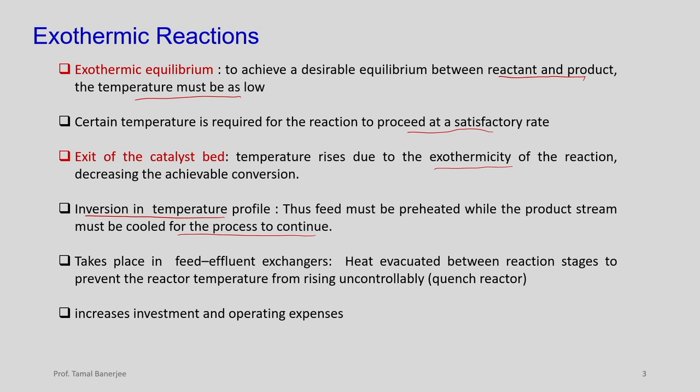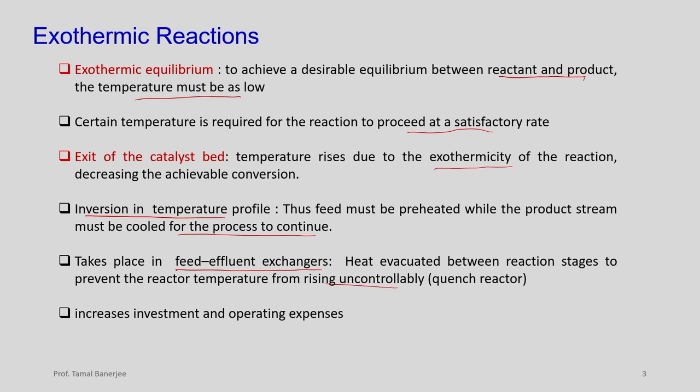The preheating of the feed is usually taken care of in a feed effluent exchanger. The feed effluent exchanger means the feed is heated by an effluent stream from some other operation. Where waste heat is available, you take that heat and heat up the feed going to the catalyst bed. Even if we heat the feed, the temperature will still rise because of the exothermicity. So heat has to be evacuated between the reaction stages to prevent the reactor temperature from rising. You need an isothermal profile, which means you have to remove the heat in the intermediate stages.